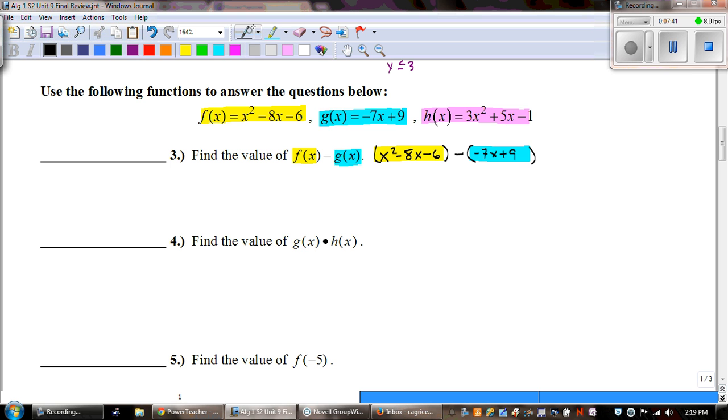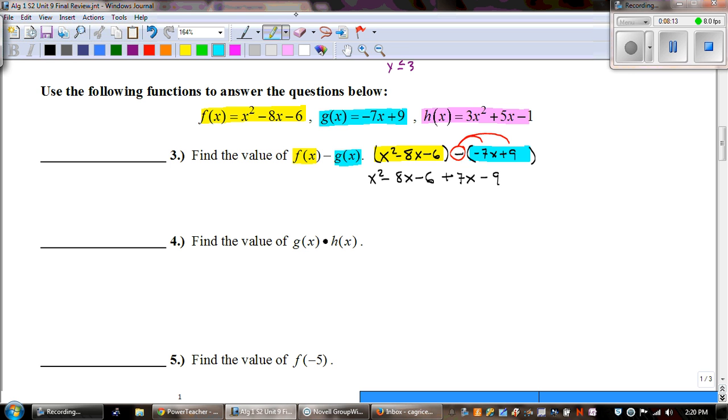Now, this part should be a review for you guys. I can't remember what section of this was. We've gone through so many. But when we are subtracting, we have to distribute this negative inside, and it's going to change the symbols. That's a -7x. Now it's going to be a +7x. It's a +9. Now it's going to be a -9.